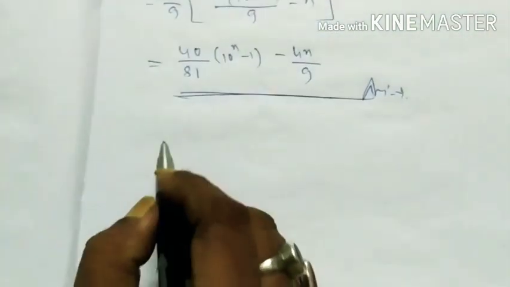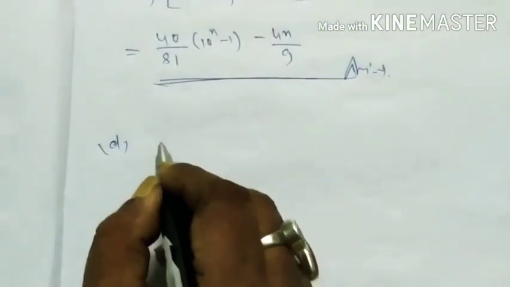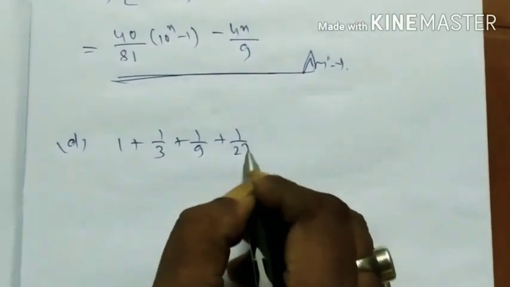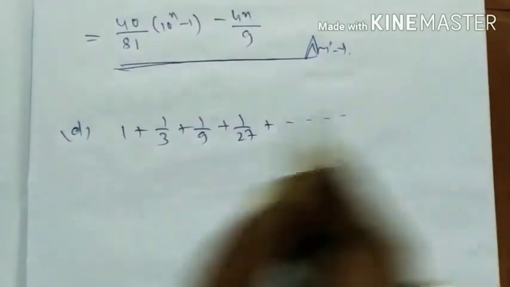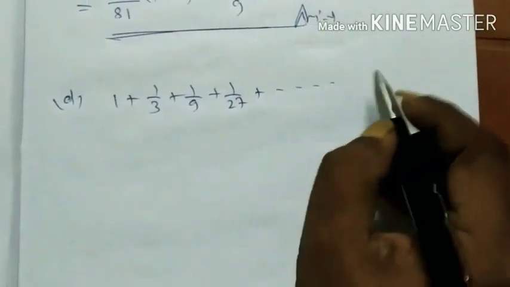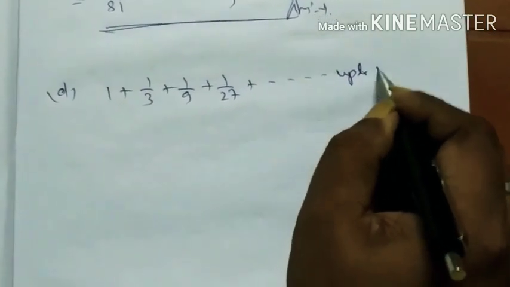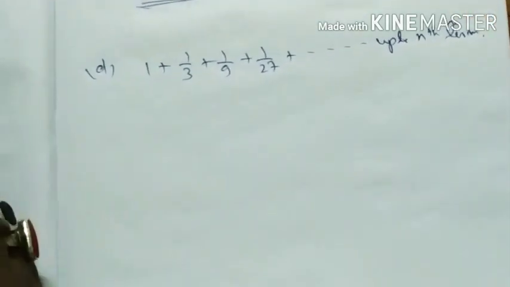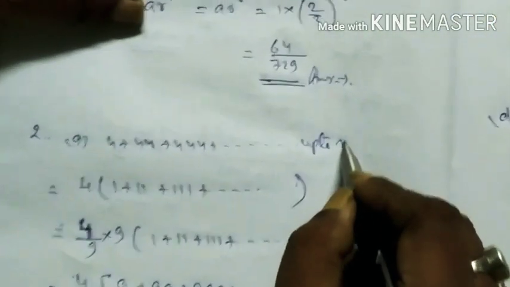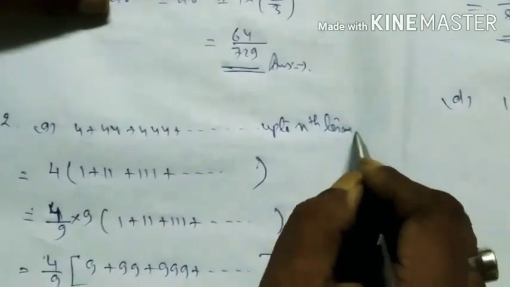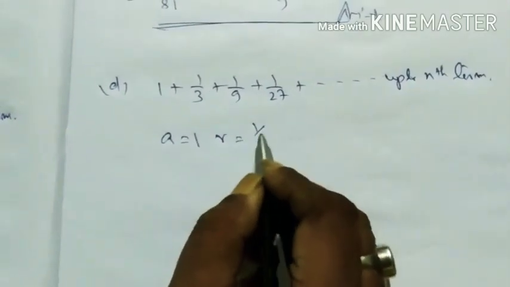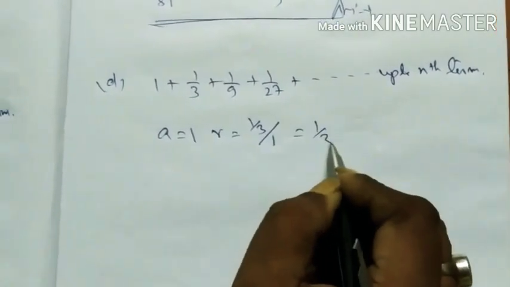So again, I am going to do D for you. D, that is 1 plus 1 by 3 plus 1 by 9 plus 1 by 27. Here, up to n terms, as the question is given, up to nth term. So here also up to nth term. Here your A is 1, and R is equal to 1 by 3 divided by 1. This is equal to 1 by 3.